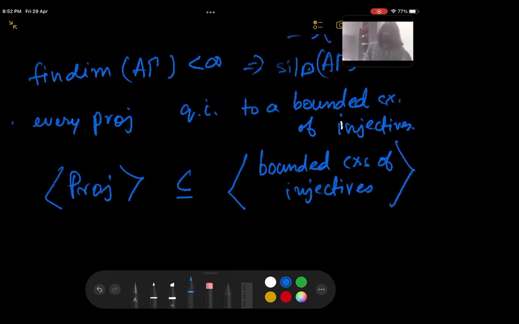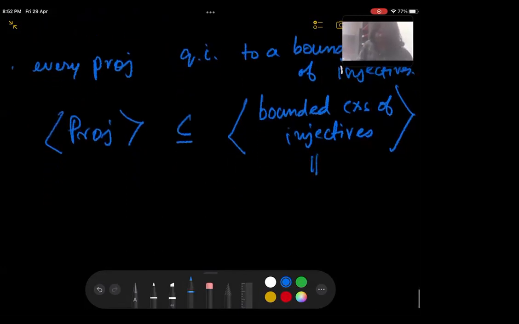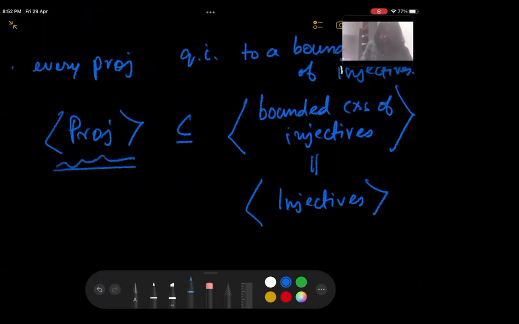Actually, we don't even need the smallest localizing subcategory. The smallest triangulated subcategory containing the projectives is in the smallest triangulated subcategory containing this. And it is very easy to show that, since we're dealing with bounded complexes here, this is actually exactly equal to the smallest localizing subcategory containing the injectives. But the smallest localizing subcategory containing the projectives is always the whole thing.